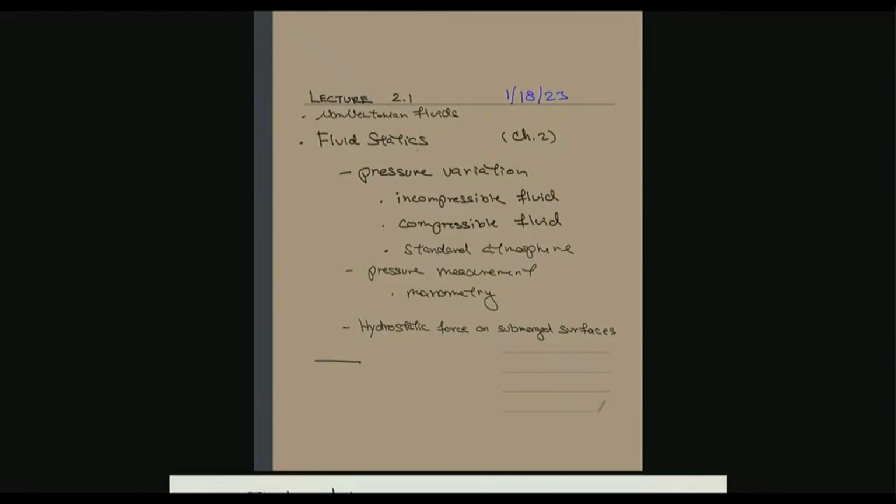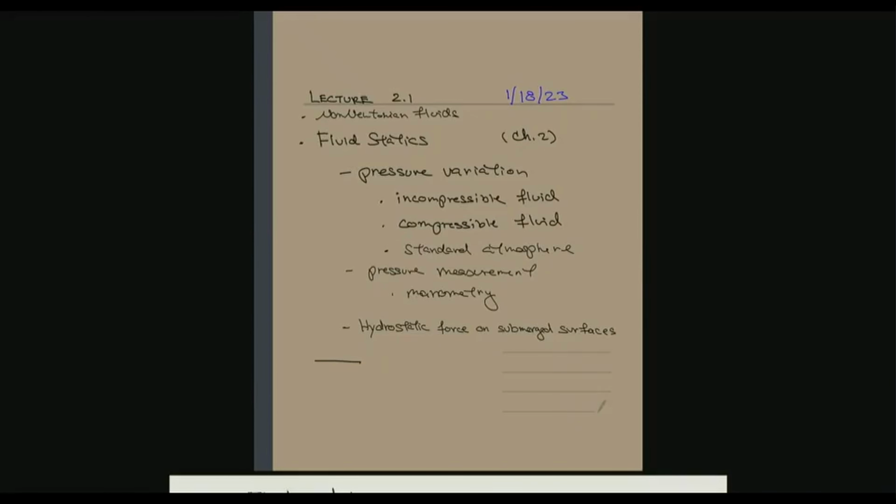So we'll develop the governing equations, and then we can apply it to an incompressible fluid. That is a fluid where we can assume the density is constant, and then we can evaluate how the pressure varies through that fluid. And then the more general case is a compressible fluid, for example, air, where the density may vary within the fluid.